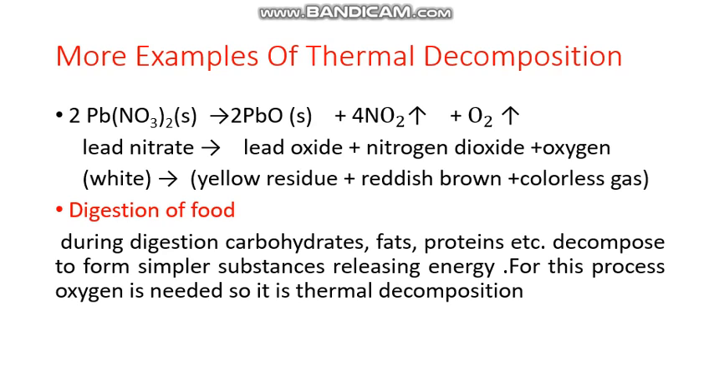Another example of this thermal decomposition reaction is the digestion of food. During digestion, carbohydrates, fats, proteins, etc. decompose to form simpler substances, releasing energy. And for all this process, oxygen is needed. So it is a thermal decomposition.